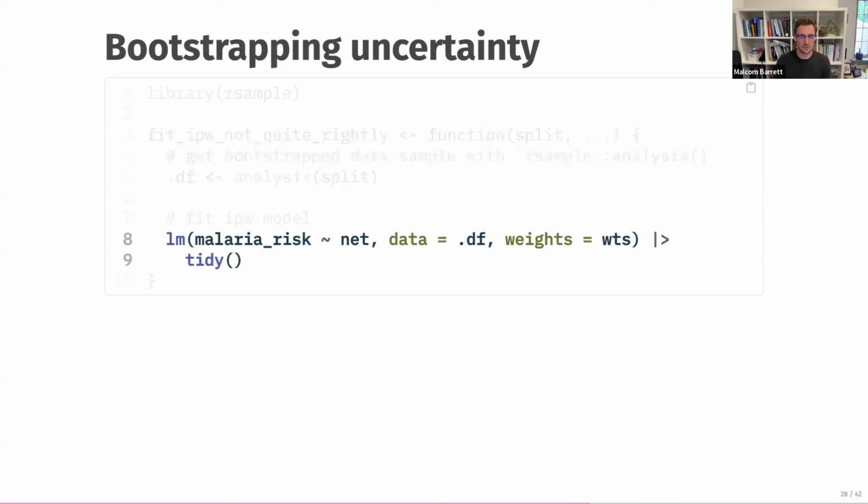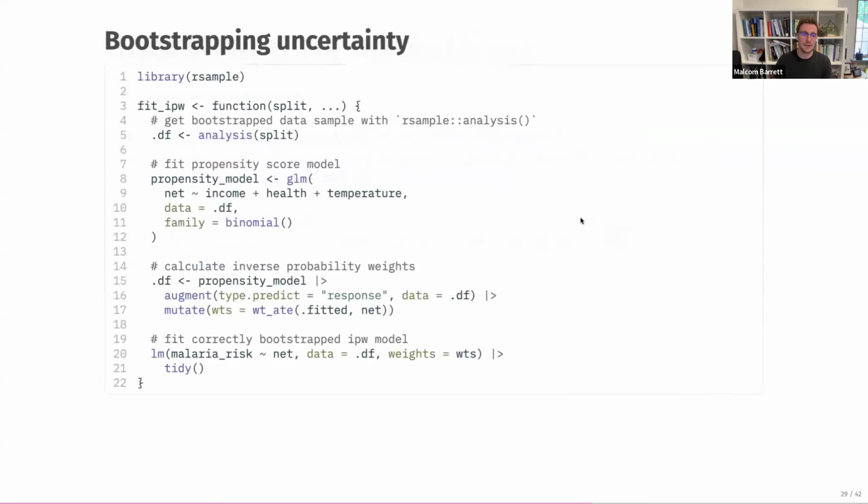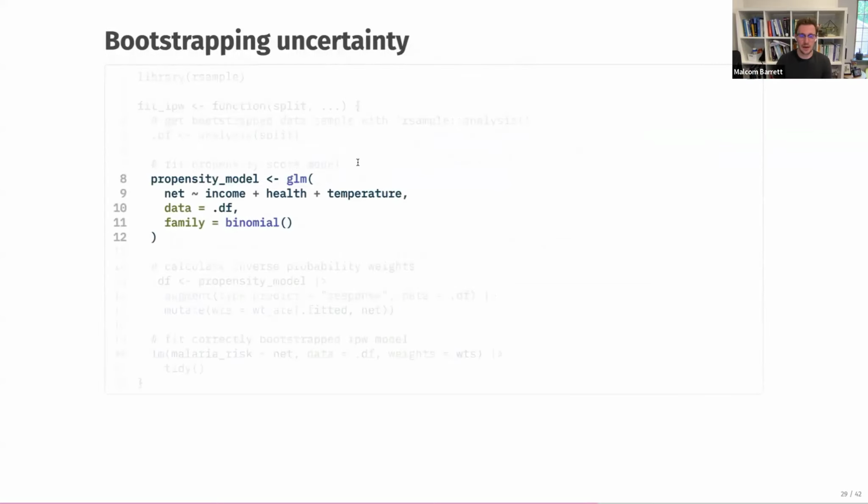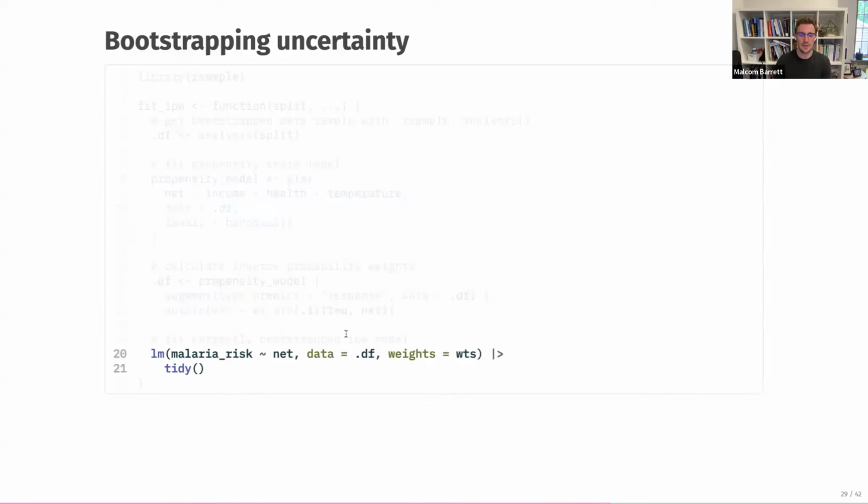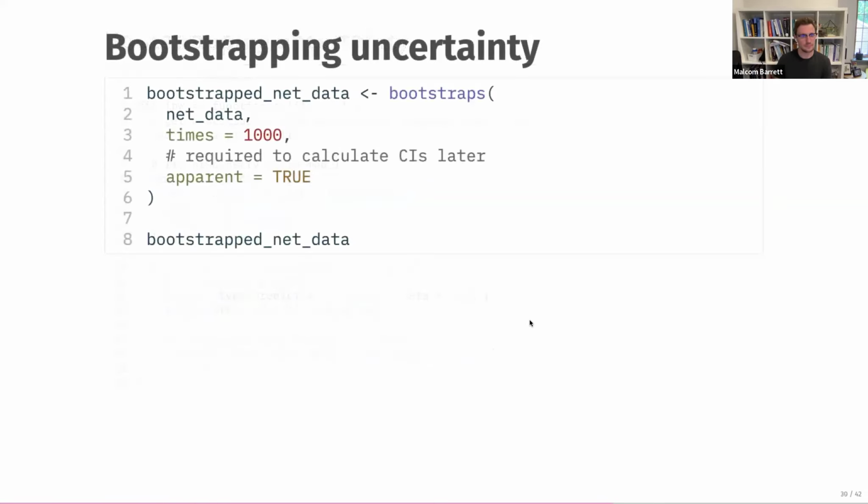So what you might be tempted to do is to fit this model, LM, with the weights that we fit. But this modeling process, again, does not quite capture the uncertainty that we have. So it's going to treat these weights as the same across all the bootstrap populations, which it's not. And so actually, we need to do the entire fitting process. We need to fit the propensity score model, calculate the weights, and then use those weights within each bootstrap sample.